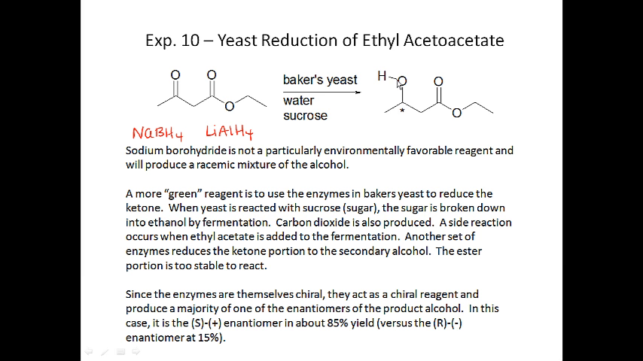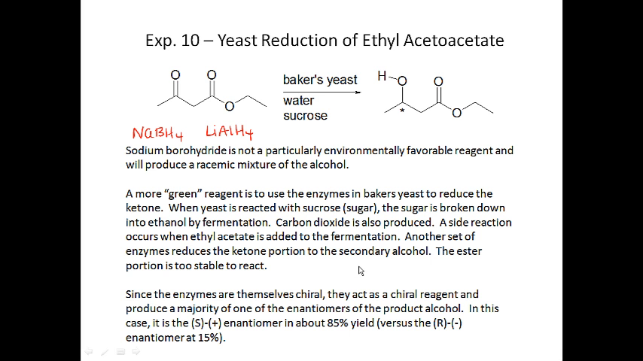When I've analyzed this product in the past using a couple of more advanced techniques, I get about 85% of the S plus enantiomer and about 15% of the R minus, and that's typically what the literature reports for just using simple yeast that you can buy at the grocery store.